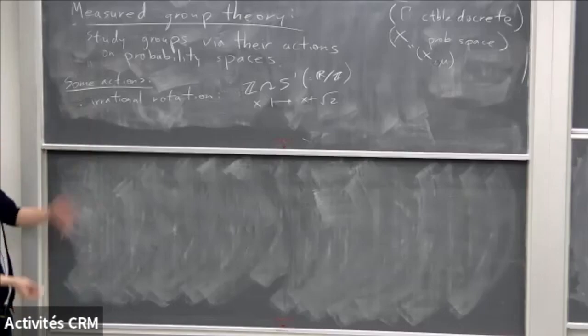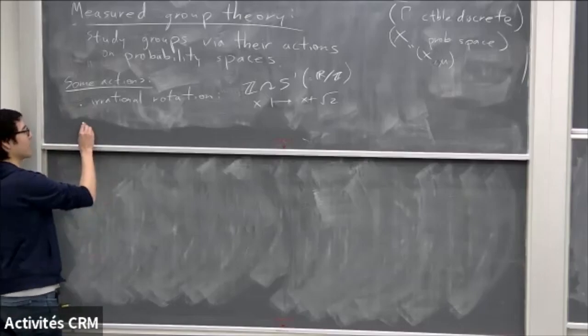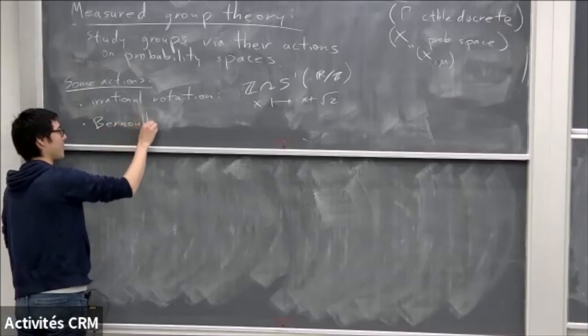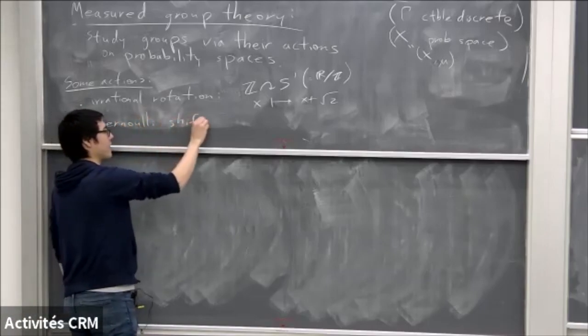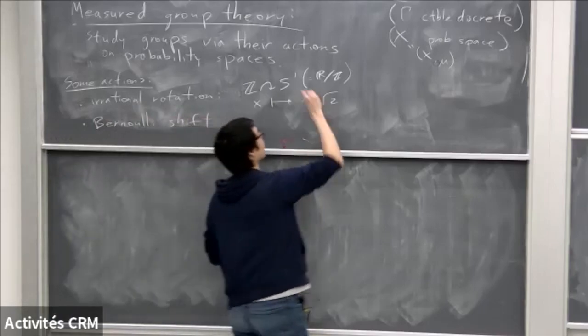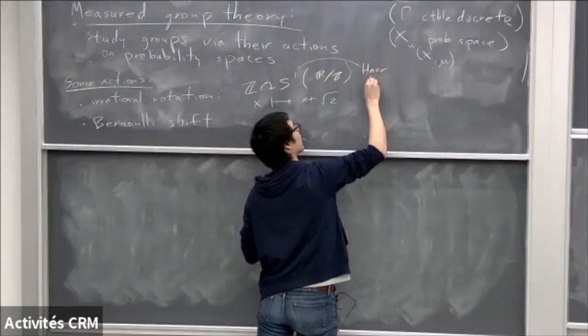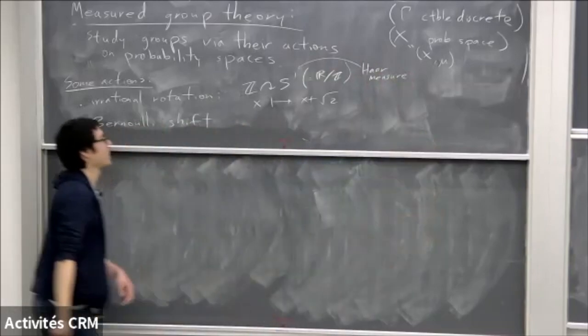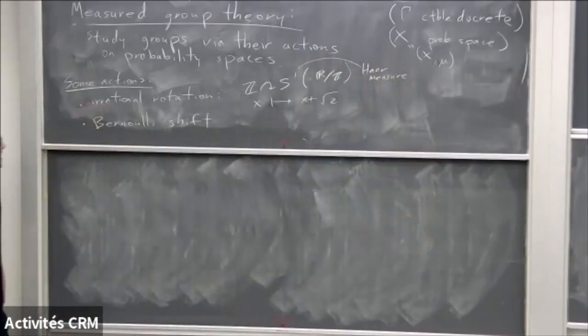Maybe you care about other groups, like me. In that case, you can take this thing called the Bernoulli shift, and this is somehow very important. Oh, sorry, the measure here is Haar measure. It's the unique measure you know on S^1, which is the definition of Haar measure.